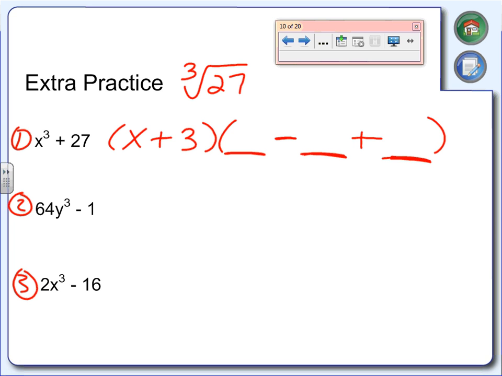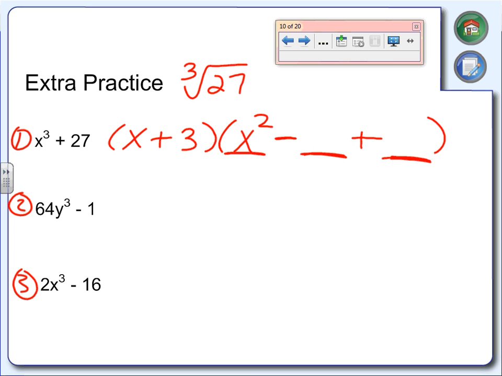So now what we've got to do is figure out what goes here, what goes there, and what goes there. And we're going to find all that information right here in our binomial. So here we go. To find this first term, we're going to take this x and we're just going to square it. What do you get when you square an x? An x squared. That's what goes right here.